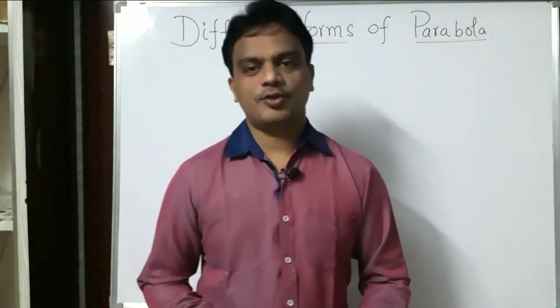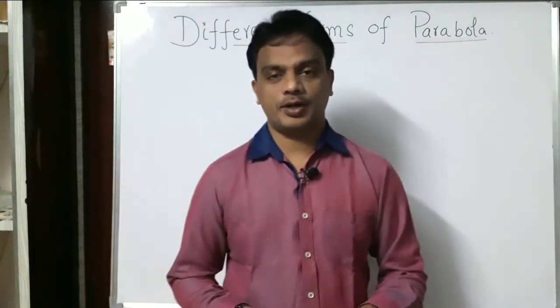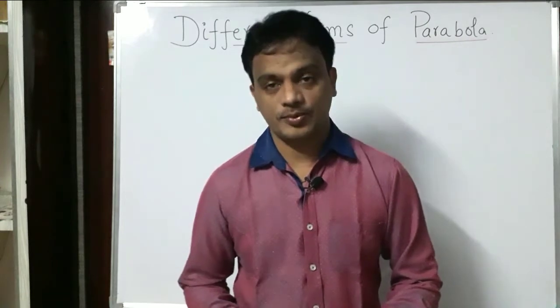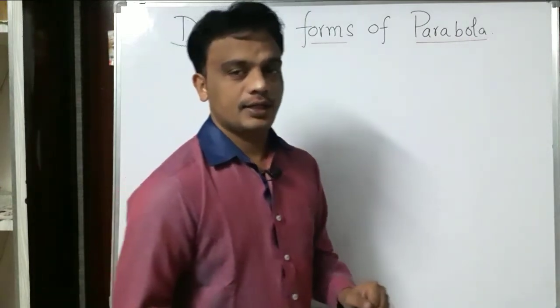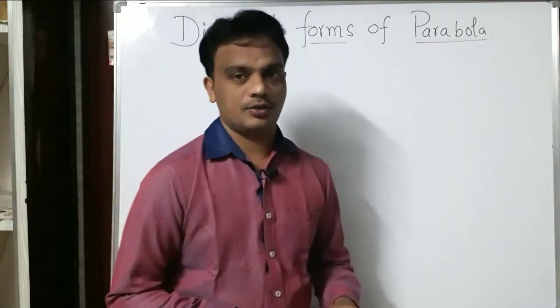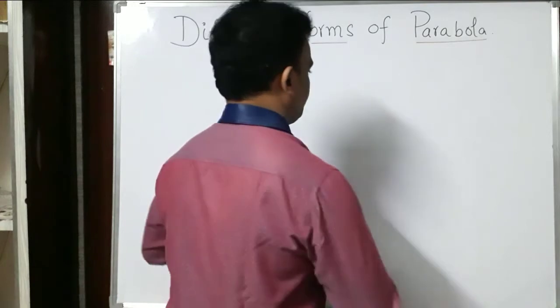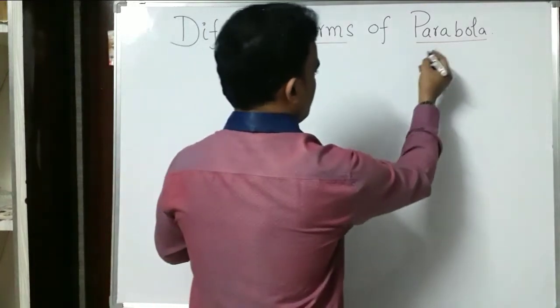Okay, let us continue our parabola topic. From the last class we discussed the standard form of the parabola and the different terms from the conic sections. In this class I am going to discuss the different forms of the parabola. So what are the different forms of the parabola? Let us see. First of all, which is in standard form?